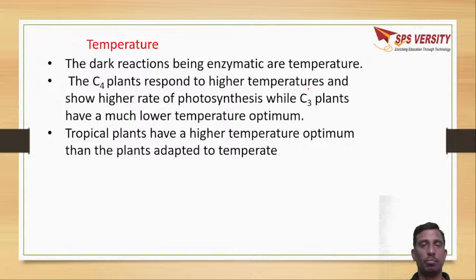Talking about temperature, as all these reactions are catalyzed by enzymes, enzymes are sensitive to temperature. Even here, C3 and C4 plants respond differently. C4 plants respond to higher temperatures and show a higher rate of photosynthesis, while C3 plants can tolerate only lower temperatures. Tropical plants have a higher temperature optimum than temperate plants.